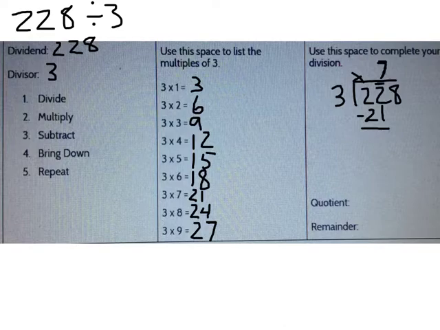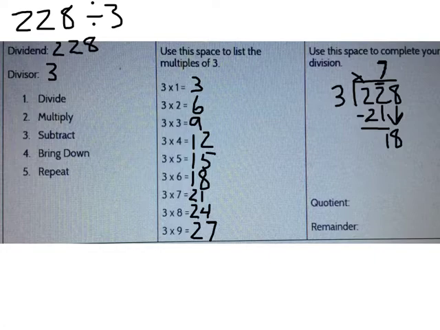22 minus 21 is 1. What's my next step? I need to bring down my 8 so that I can divide in the ones place. I have 18 ones. What do I do now? I need to divide 18 ones into groups of 3 ones.